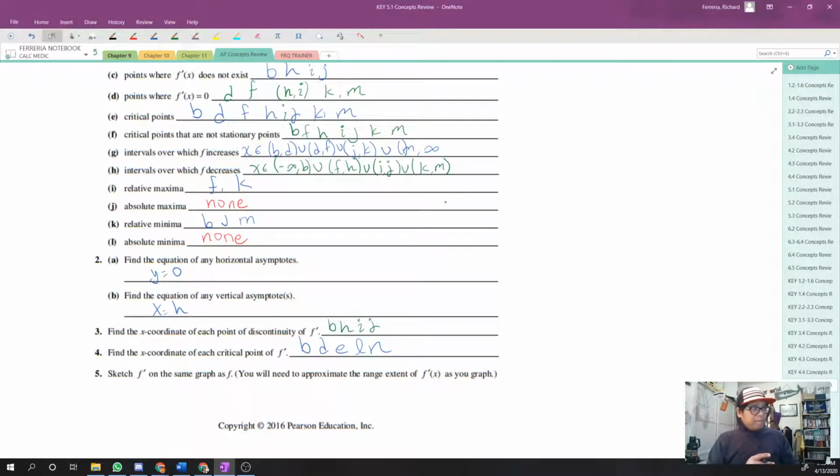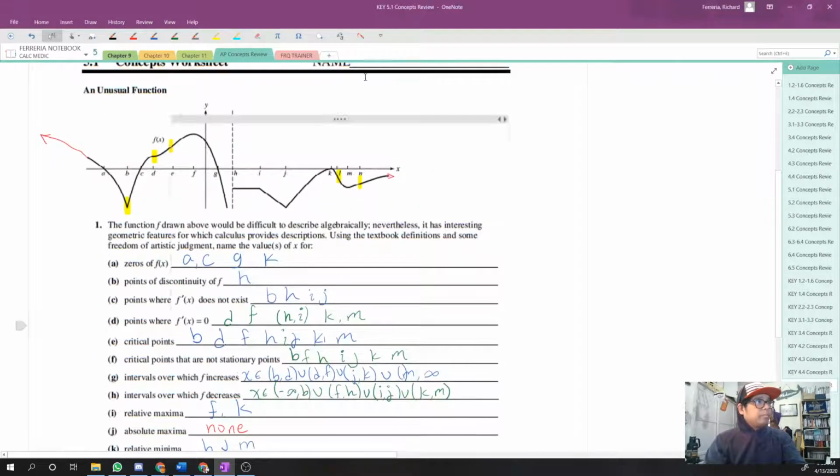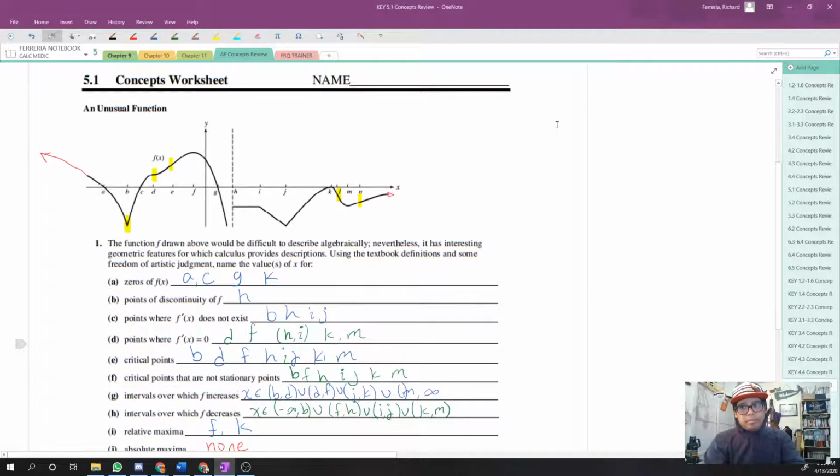All right, so the next thing here is to sketch f prime on the same graph. And wow, that's a little bit on the difficult side. Let's see what we can do. So from negative infinity to b, the slope is negative and it's getting more negative. So we're looking at a piece here. Maybe I'll do this in, yeah, why not? Let's do it in red. So we have a slope that's negative, and it's getting more negative.